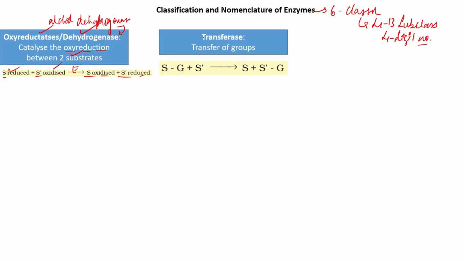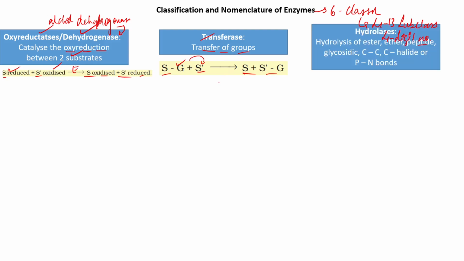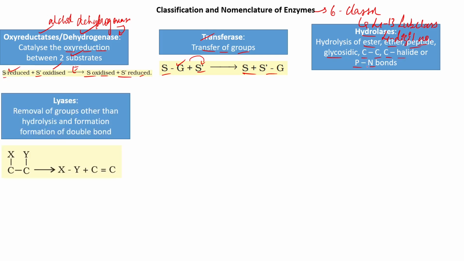The next one is the transferase. As the name indicates, it is mainly involved in transferring groups. For example, the substrate has this group, and it should be transferred to this S prime. That is what this enzyme does. The next category is the hydrolase: hydrolysis of ether, peptide, and glycosidic bonds, carbon-carbon bonds, carbon-halide bonds, and even phosphorus-nitrogen bonds. Generally water is involved in this kind of reaction.